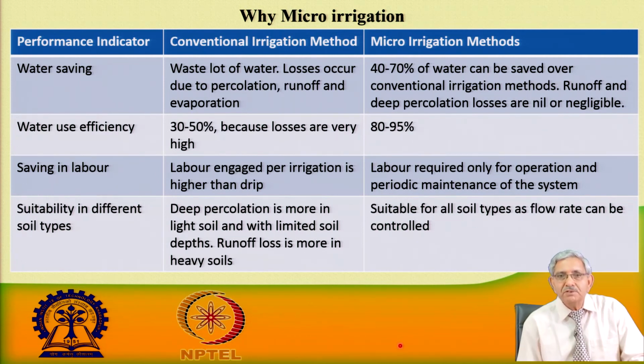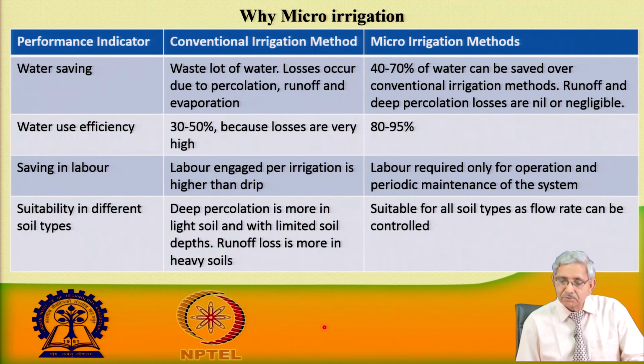Now, so far I have discussed different methods of surface irrigation. We will be entering into the micro irrigation system. Why should the micro irrigation system be emphasized? Let us compare with the existing conventional surface irrigation methods. One indicator is water saving. In conventional irrigation systems, we waste a lot of water. When water is applied over the land surface, losses occur due to percolation, runoff and evaporation, which are avoided with micro irrigation.